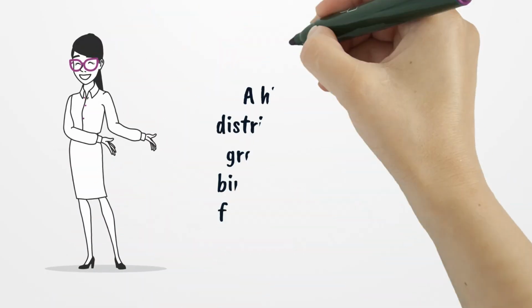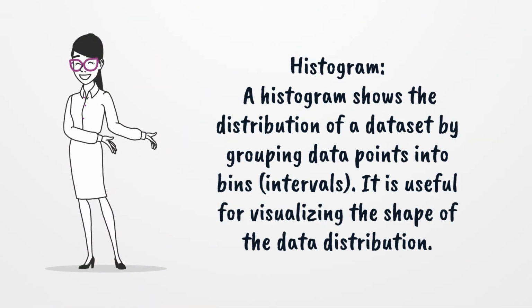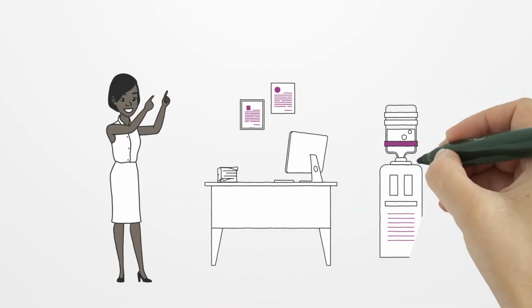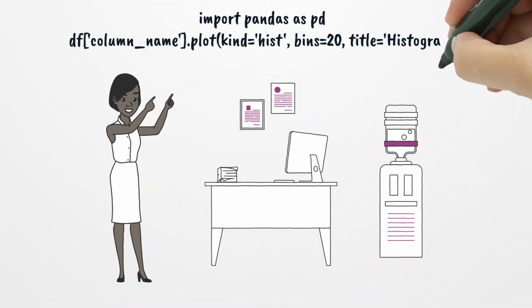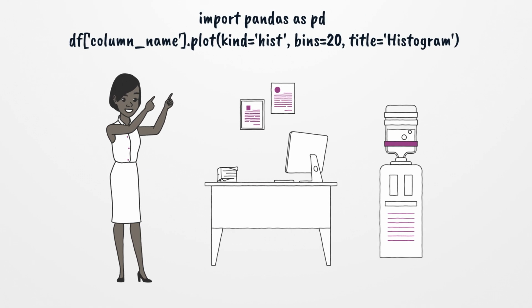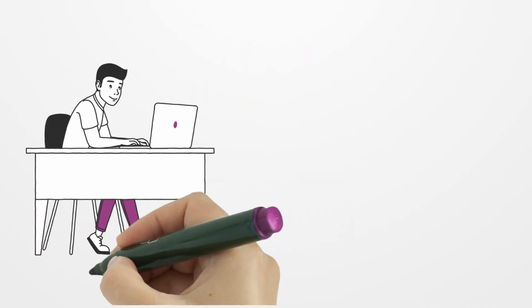Histogram. A histogram shows the distribution of a dataset by grouping data points into bins, or intervals. It is useful for visualizing the shape of the data distribution. Import pandas as pd. df['column_name'].plot(kind='hist', bins=20, title='Histogram').